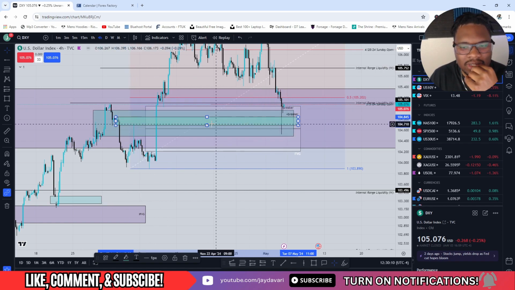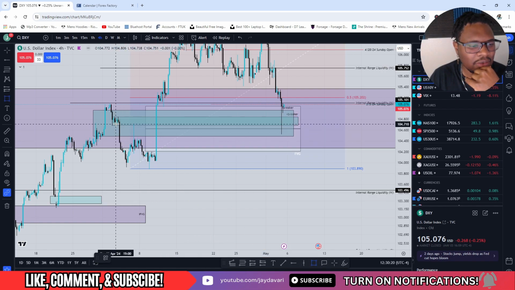So price came lower, but would have been a bearish order block right here. I can just go ahead and mark it. But would have been a bearish order block, right?